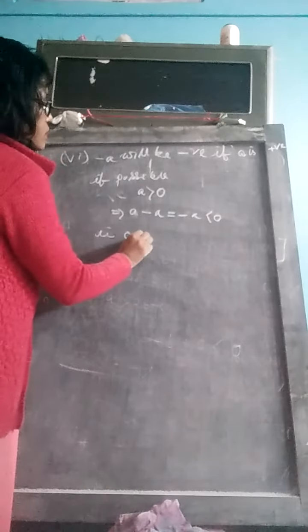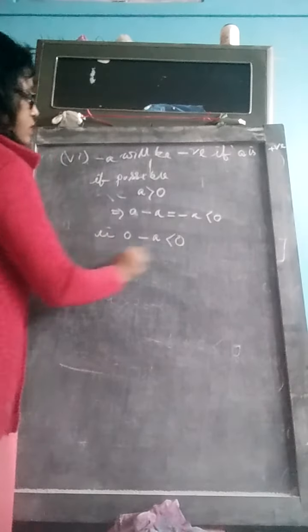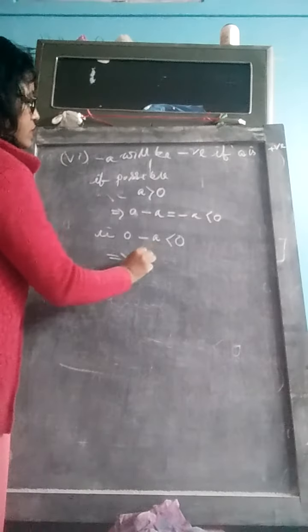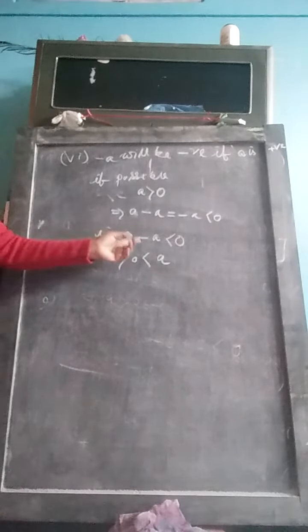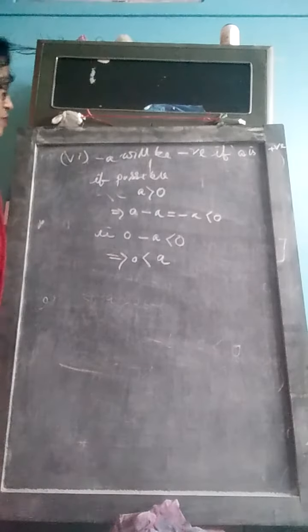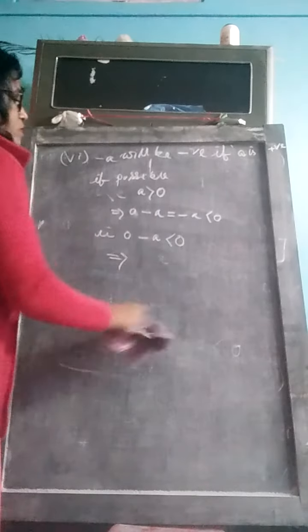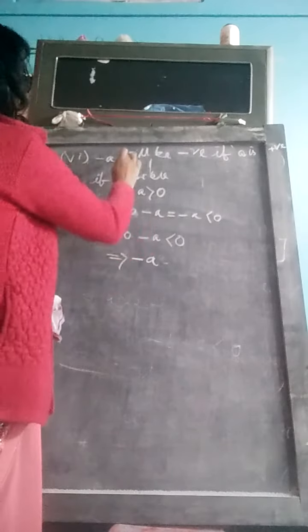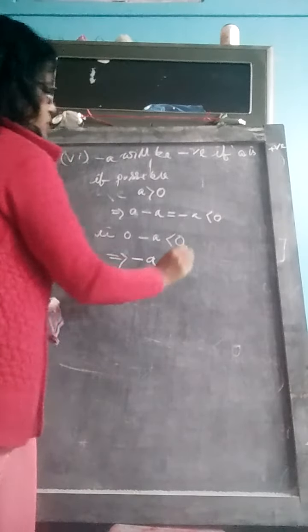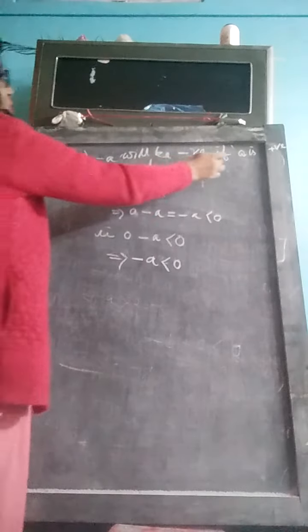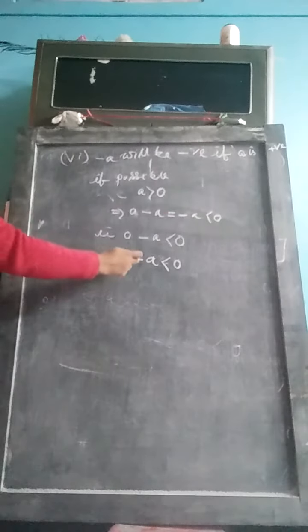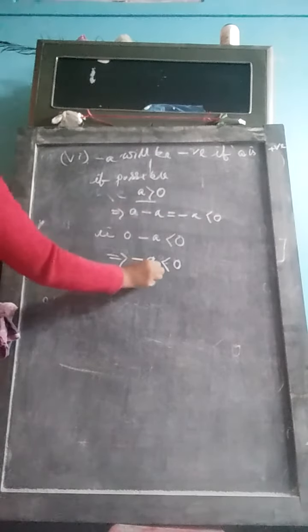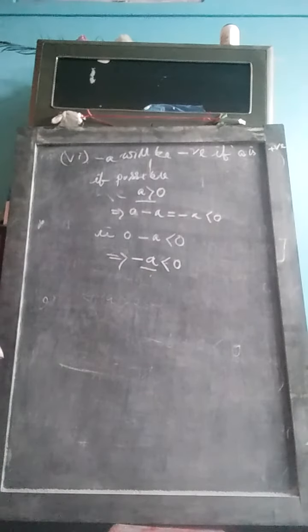That is 0 minus a is less than 0 plus 0 is less than a. Or you can say minus a is less than 0. We have to show a will be negative. That means minus a will be negative when a is positive. Okay, it is true.